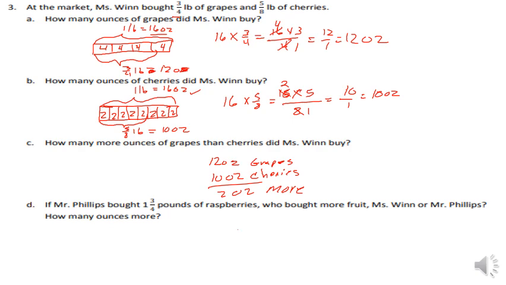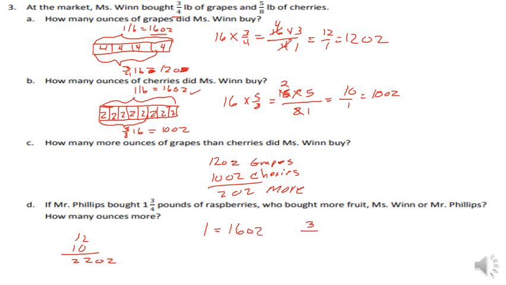Mr. Phillips bought 1 3/4 pounds of raspberries. Who bought more fruit, Mrs. Wynn or Mr. Phillips? Okay, and it says in ounces. Well, let's convert this, because we already know that between these she had 12 ounces and 10 ounces, which is 22 ounces. So let's look at this one. I know 1 pound equals 16 ounces.